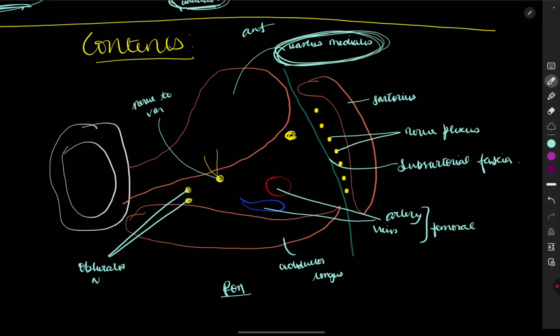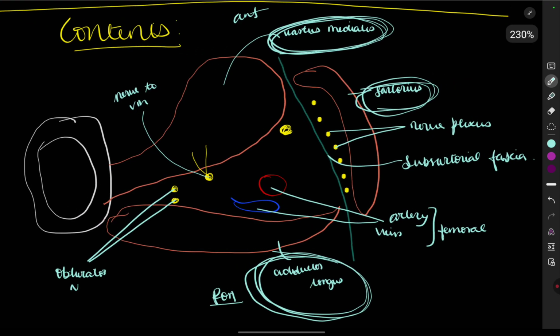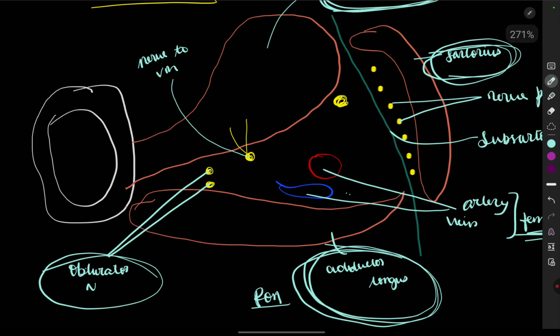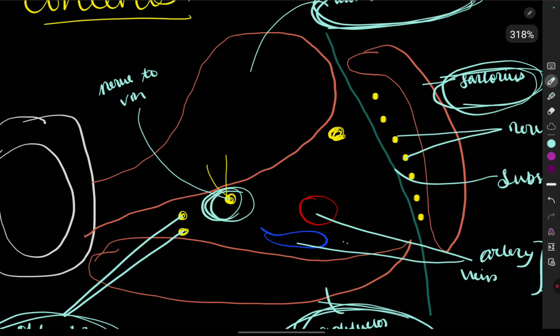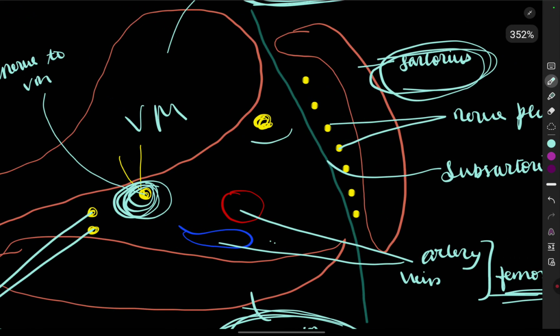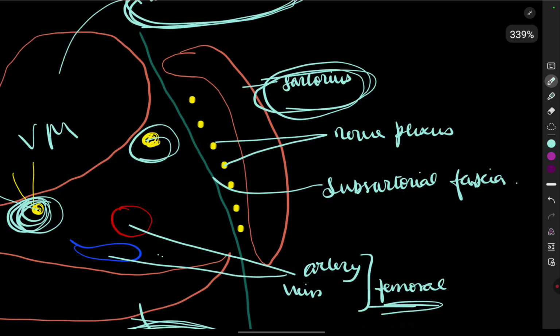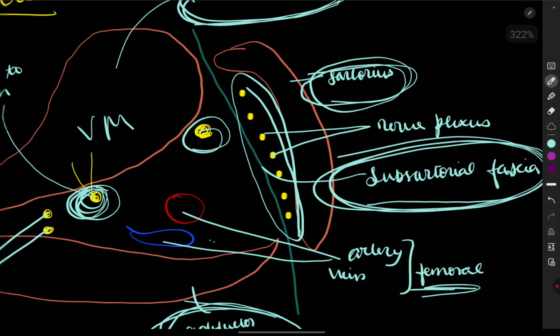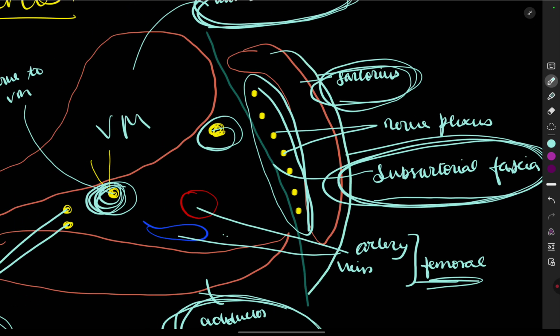On the anterior lateral side, it is overlapped by the sartorius muscle. Then we have the adductor longus muscle, as we have already seen. This is the femoral artery and the femoral vein. This is the obturator nerve from L2, L3, L4 on the ventral side, and this is the nerve to the vastus medialis muscle. And these are the nerve plexus, and this is the subsartorial fascia, which lies under the sartorius, in which the nerve plexus is present.